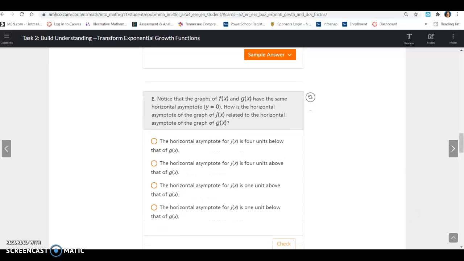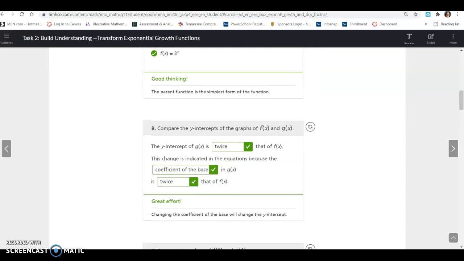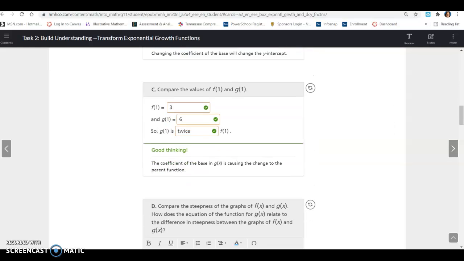All right, so let's see. Notice that the graphs of f of x and g of x have the same horizontal asymptote, y equals 0. How does the horizontal asymptote of the graph of j of x relate to the horizontal asymptote of g of x? If we go back to the graph, you can see this green line here, y equals 0. That's an asymptote for f of x and g of x. This graph got shifted up 4. This plus 4 was a vertical movement up 4. So the asymptote now is y equals 4. So j of x is 4 above f and g.